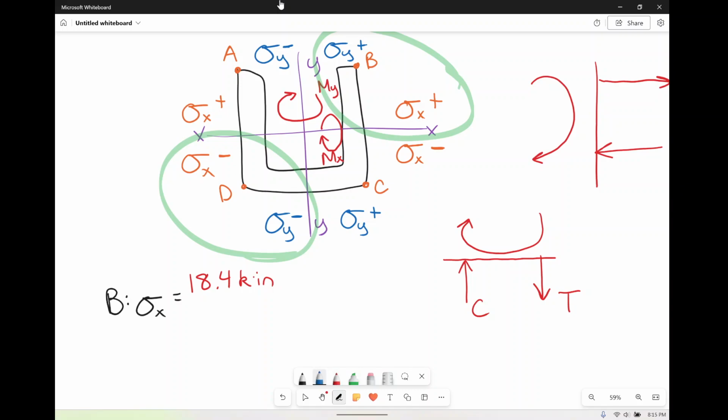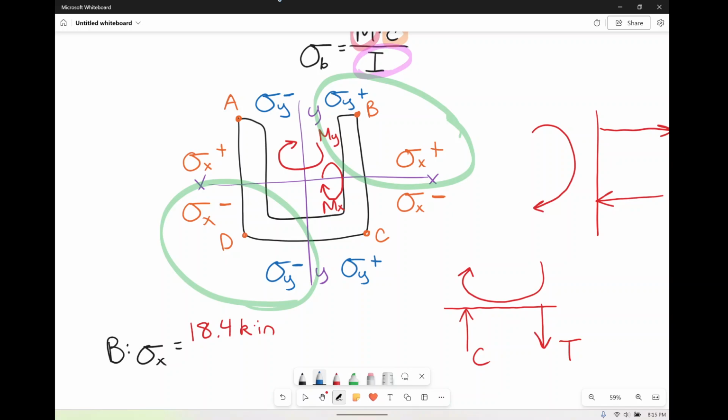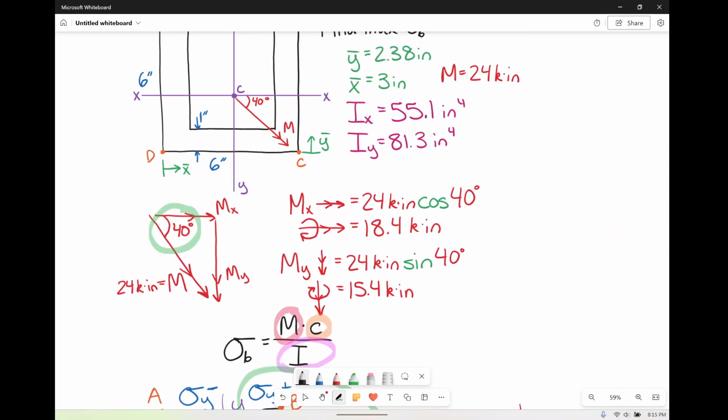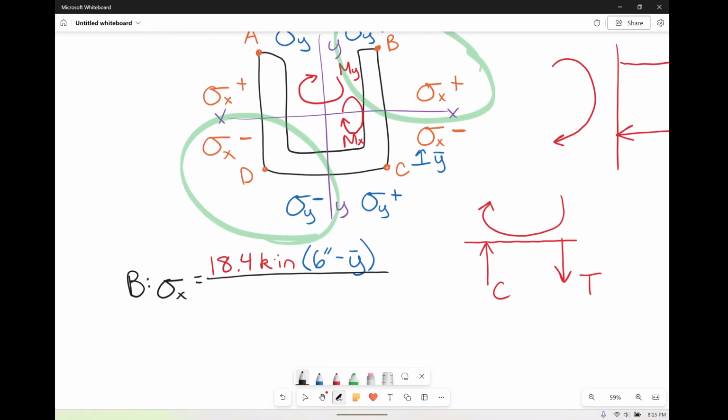And then the distance to the x-axis from B is going to be, we have the total height of 6, and then we had y bar coming up from the bottom, so perhaps we should do 6 inches minus y bar, and then divided by Ix, and as a reminder, Ix over here is 55.1 inches to the 4th. Solve for that, and we're going to get 1.21 kips per square inch.